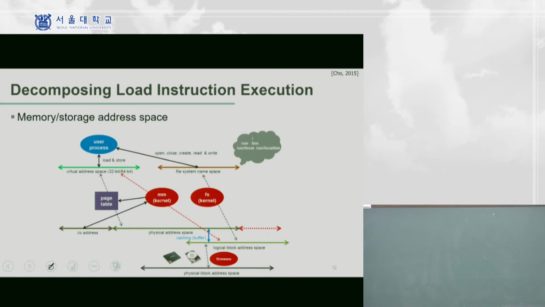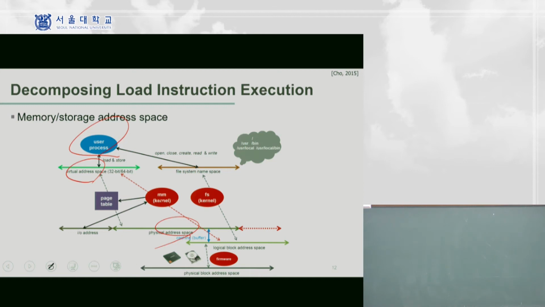So a memory and storage address space looks like this. A user process always uses a pointer in virtual address space, right? In the virtual memory system, each process is given its own virtual address space, and there's a physical address space that is shared by everybody. There's a page table translating virtual addresses to physical addresses.